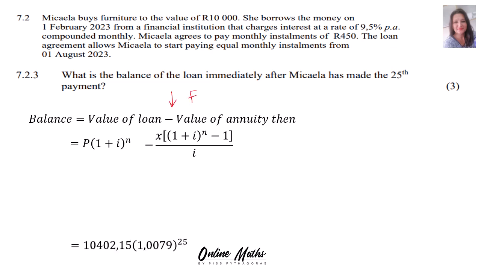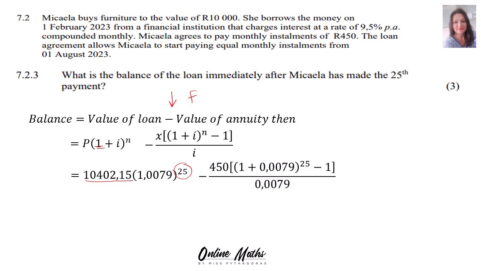So now we can substitute. From the previous sums, the P value for the value of the loan was 10,402, and you understand this is now i added to this one, and the time n is 25, minus, and then the future value, the X is the 450 regular payments. This is still our i, and n is 25, and this is still i. You slot this into your calculator.